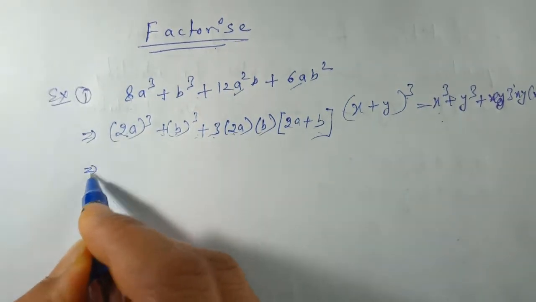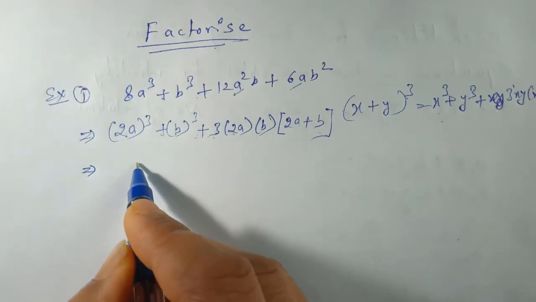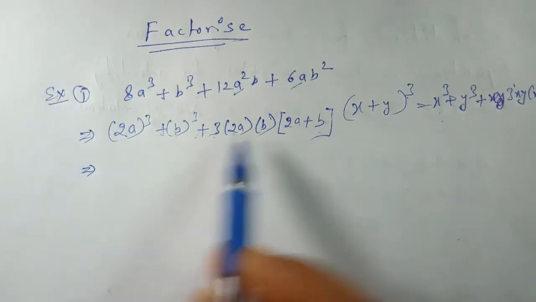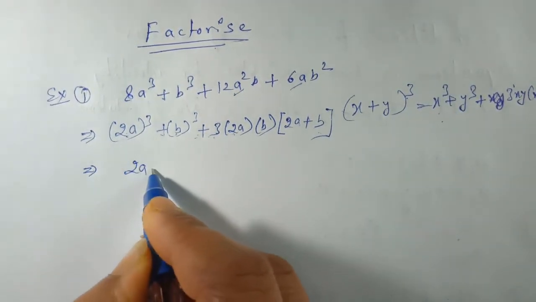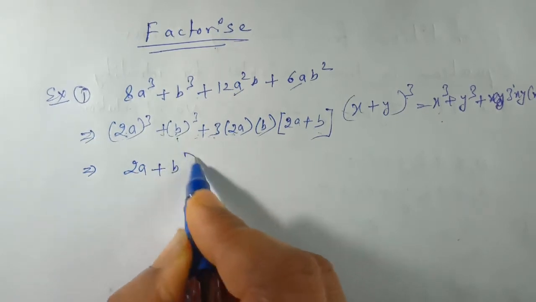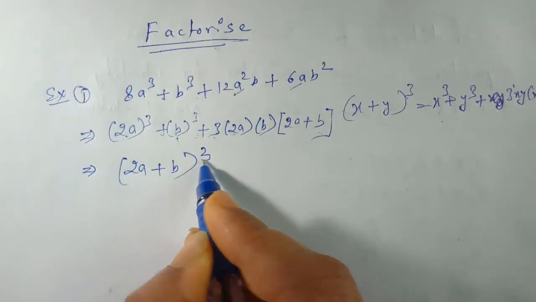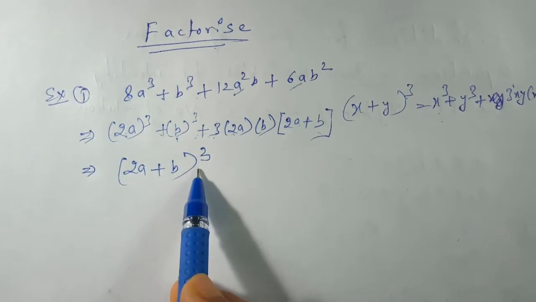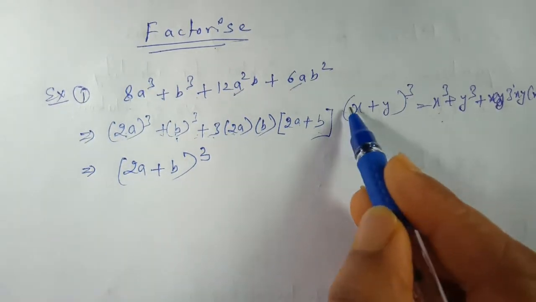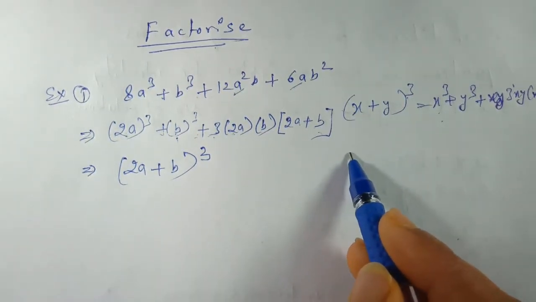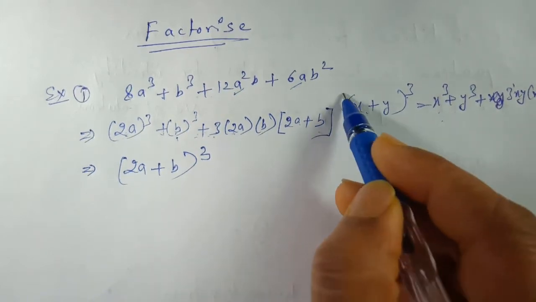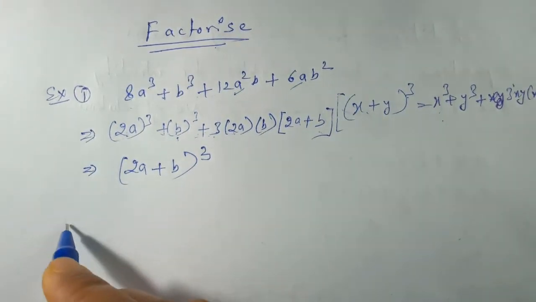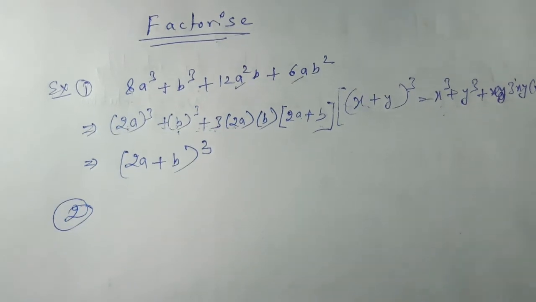So what will be our answer? Our answer will be the left hand side portion. It means (x plus y) whole cube. In place of x we have 2a, in place of y we have b, so we can write (2a plus b) whole cube. And on the right hand side, we have to mention the identity. This we have written over here. Whatever identity you are using, you have to mention it.